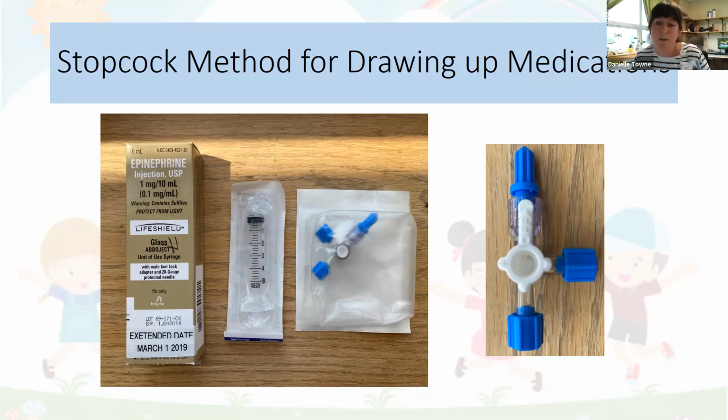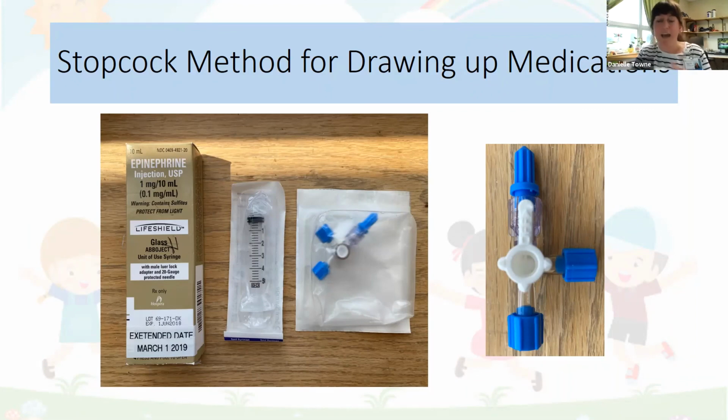So for example, if you're giving less than 1 mL, you want to use a 1 mL syringe, because then you'd be able to pull a much more accurate dose up that way. If you're giving between 1 and 3 mLs, then you'd use a 3 mL syringe. And if you're giving between 3 and 5 mLs, you'd use a 5 mL syringe. So what we would do is we would use our appropriately sized syringe.